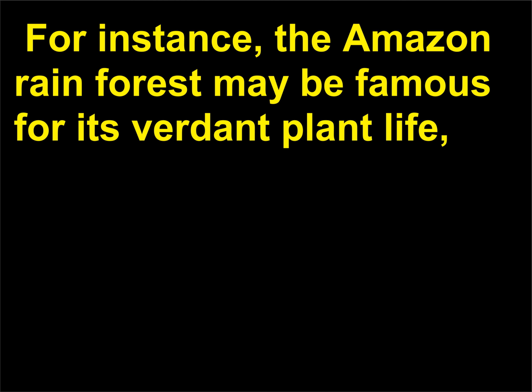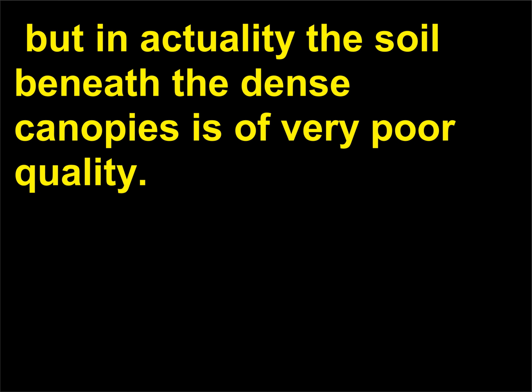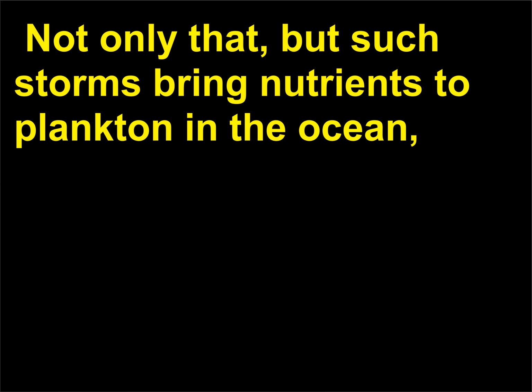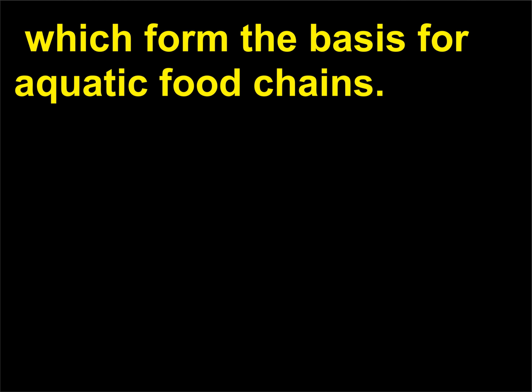For instance, the Amazon rainforest may be famous for its verdant plant life. But in actuality, the soil beneath the dense canopies is of very poor quality. Dust blown across the ocean from Africa to South America may help fertilize the rainforests. Not only that, but such storms bring nutrients to plankton in the ocean, which form the basis for aquatic food chains.